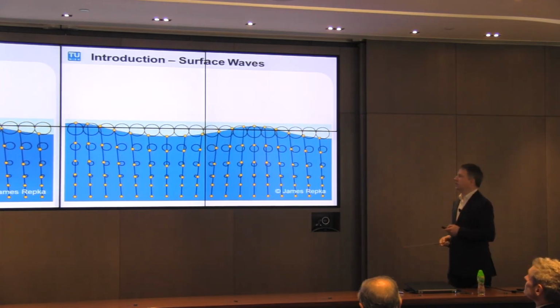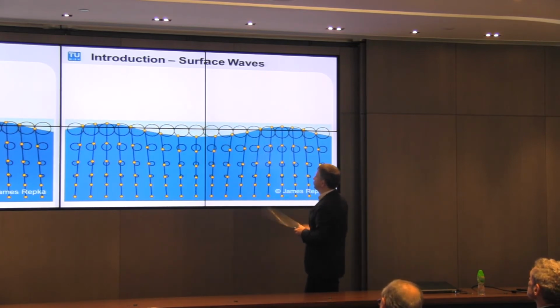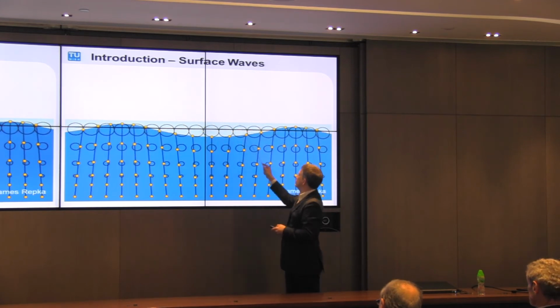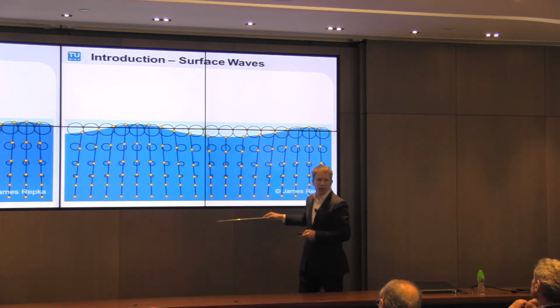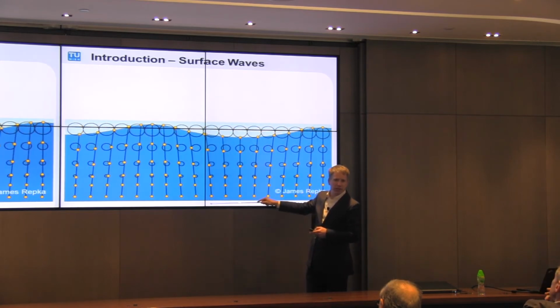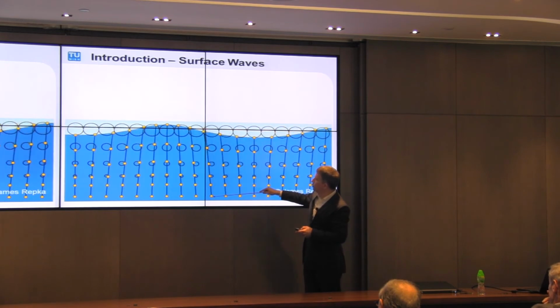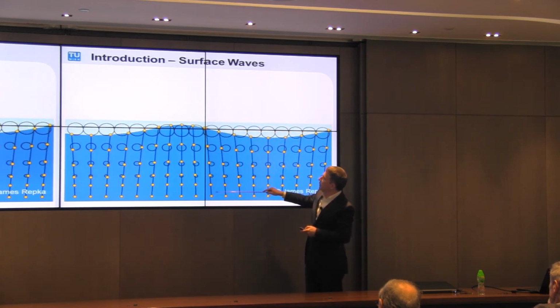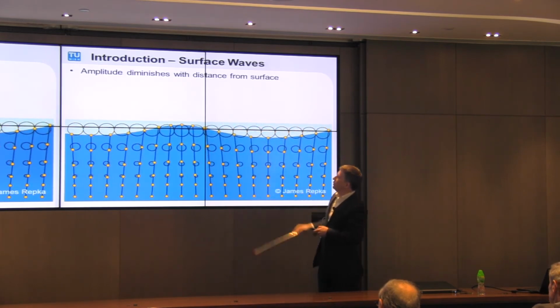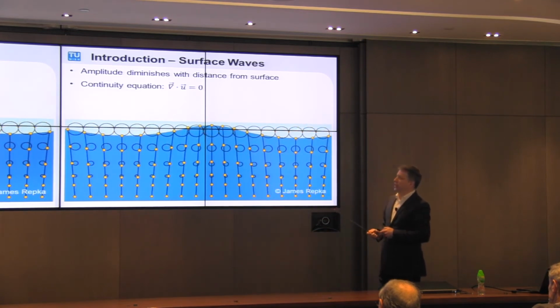So if you consider a water wave traveling along the surface of the water, then the speed of sound at the surface here is much smaller than in the bulk. So that means that the amplitude goes down and the water is basically standing still a few wavelengths below the surface. Okay?